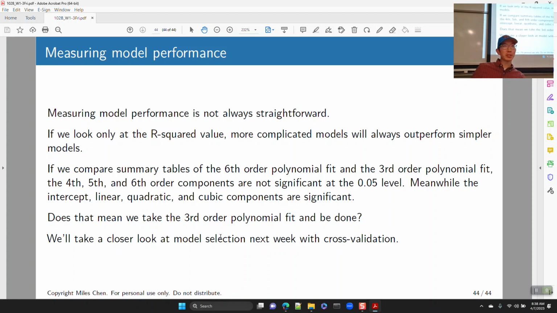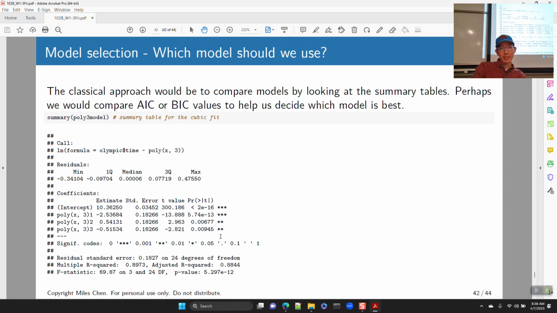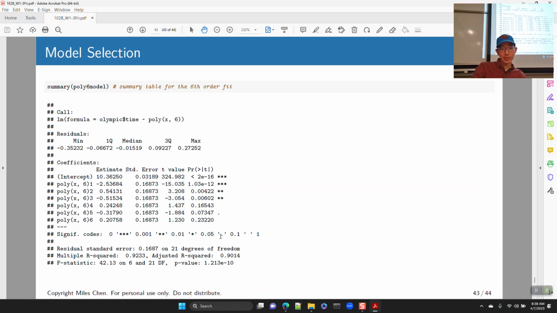And then someone says, okay, help me understand what that means. How would you interpret this, right? So you say, when I look at the sixth order model and the third order model, the linear, quadratic, and cubic components are significant. The fourth, fifth, and sixth order parts are not significant. So we're going to use this cubic model. And someone goes, oh, great. Now, what does that mean? And how would you explain this?